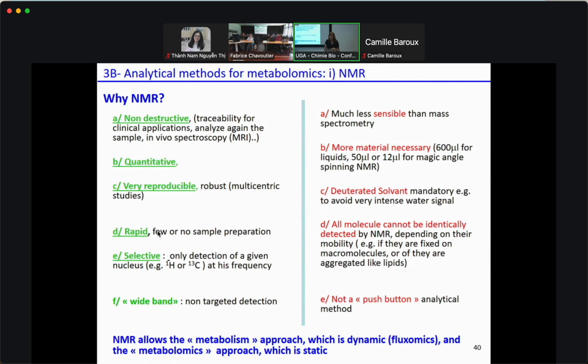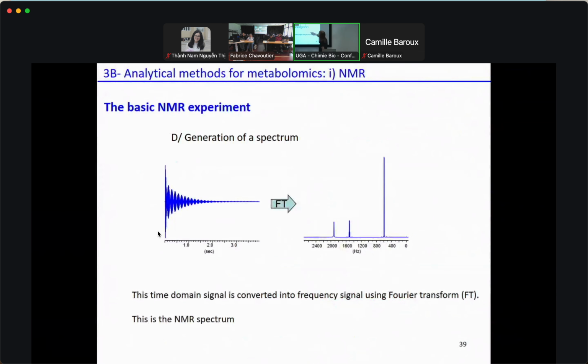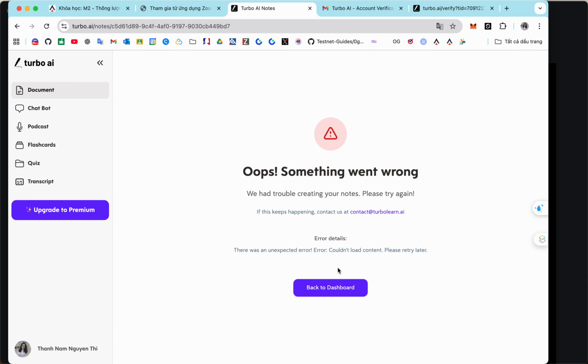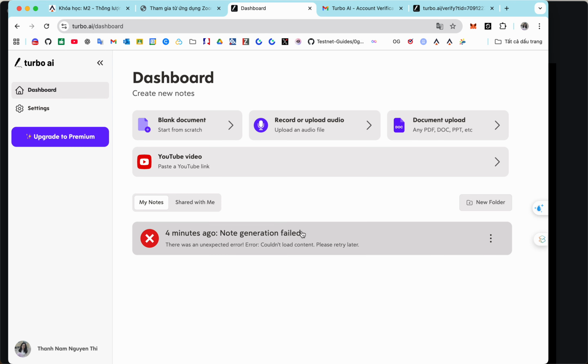It is completely quantitative, because here the area of the peak is directly connected to the concentration. So it is very easy to convert the area of the peak into concentration. The most difficult part is to identify which metabolite you have detected, but this is a very important property. NMR is completely quantitative.